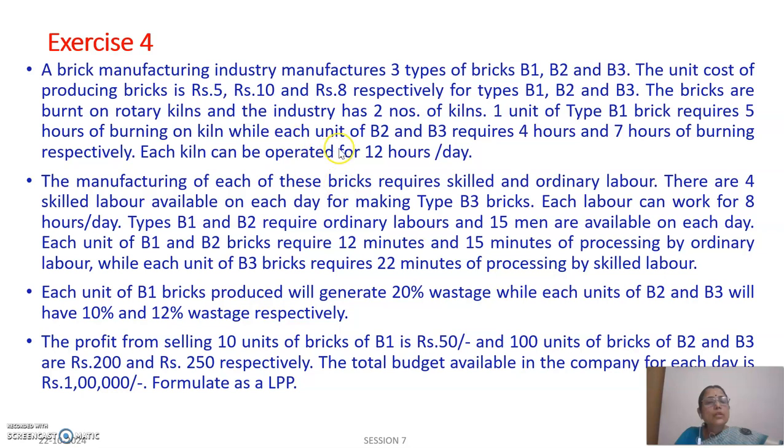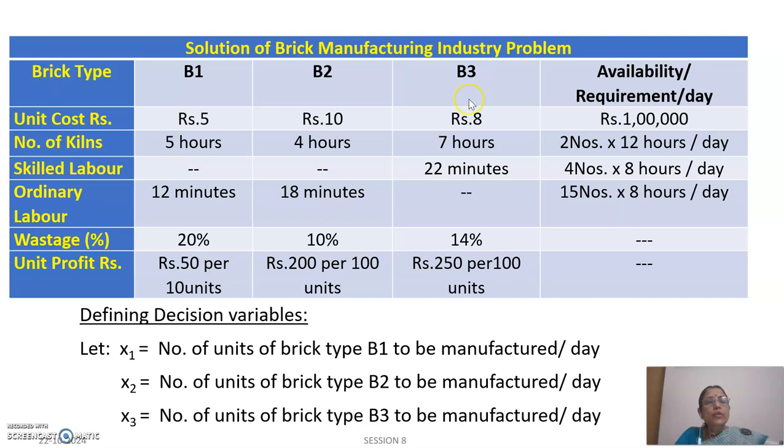So this can be represented in the form of a table. I have written all those details in the form of a table. As you can see, brick types B1, B2 and B3 are given here. So this is a brick manufacturing industry problem. I am writing the heading on top. And then the requirement with respect to cost, unit cost of producing each of the bricks, which is given as rupees 5 for 1 unit of brick B1. For one brick of B2, it is rupees 10, and the cost of making 1 unit of brick B3 is rupees 8.